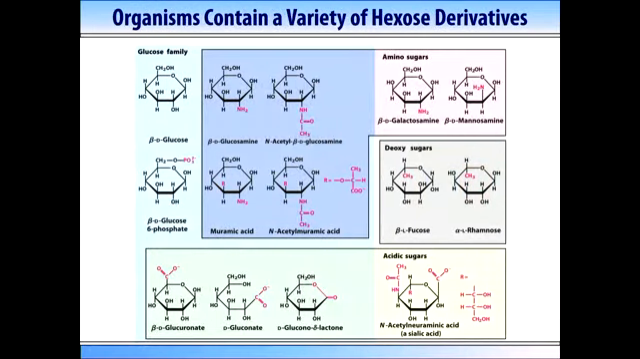Very quickly, let's just go over the variety of hexose derivatives. As I said, some sugars can have, besides carbon, hydrogens, and oxygen, also nitrogen and phosphates. The most common derivative of, for example, glucose can be glucosamine. You can see that the only difference from glucose is that instead of OH, there is an NH2 group. And there is another derivative of that derivative, which is called N-acetyl-beta-D-glucosamine.